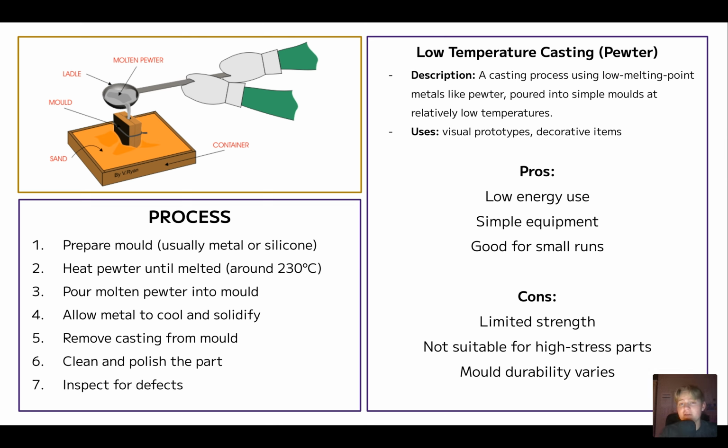So the description of the process is a casting process using low melting point metals like pewter poured into simple molds at relatively low temperatures. The uses of this are, as I mentioned, pretty much prototyping. That is the main use for this. But it's also for creating decorative designs, something where you don't need extremely high strength, because pewter is not a particularly high strength metal.